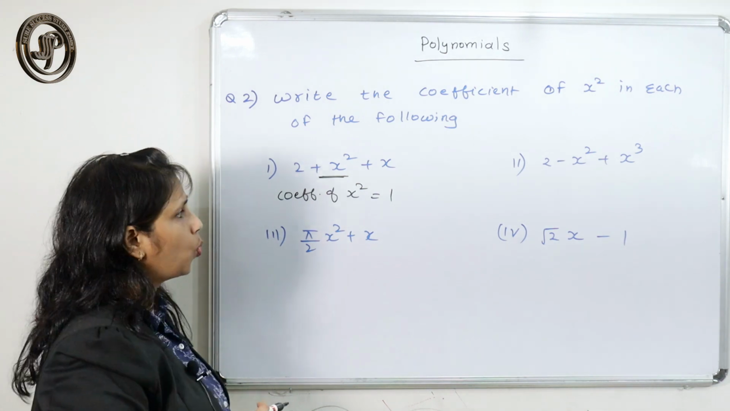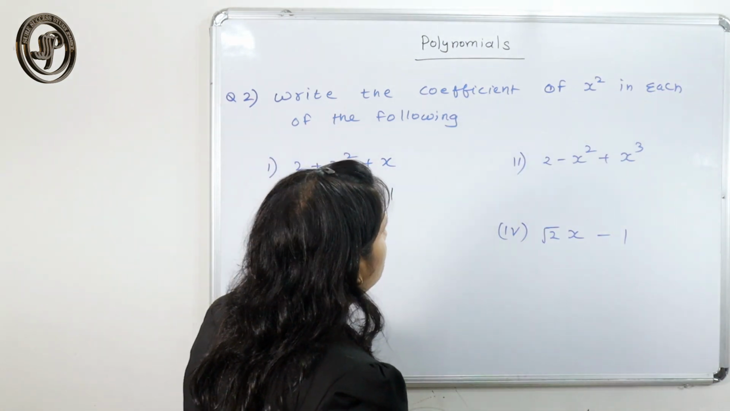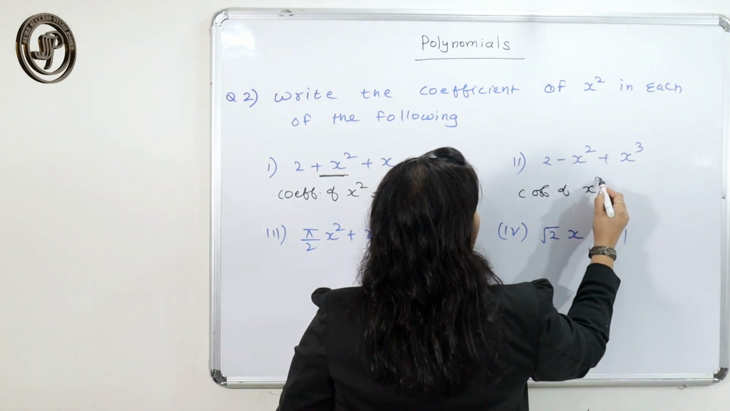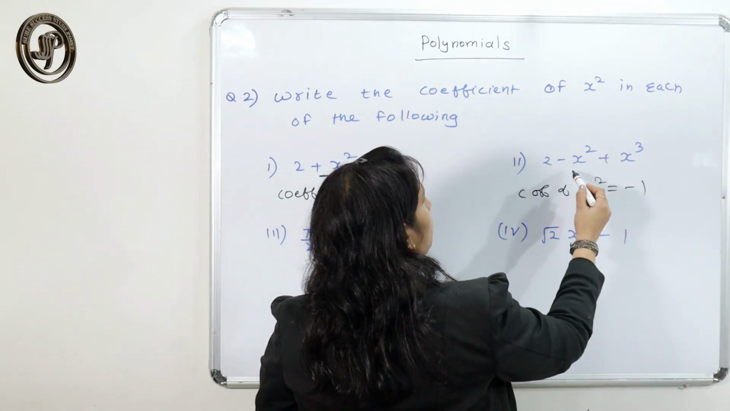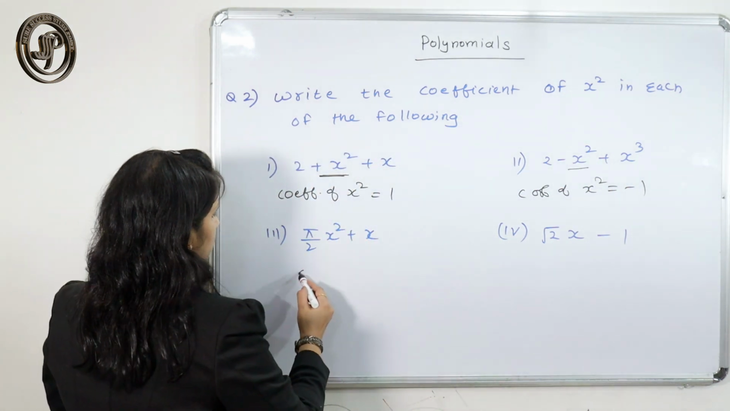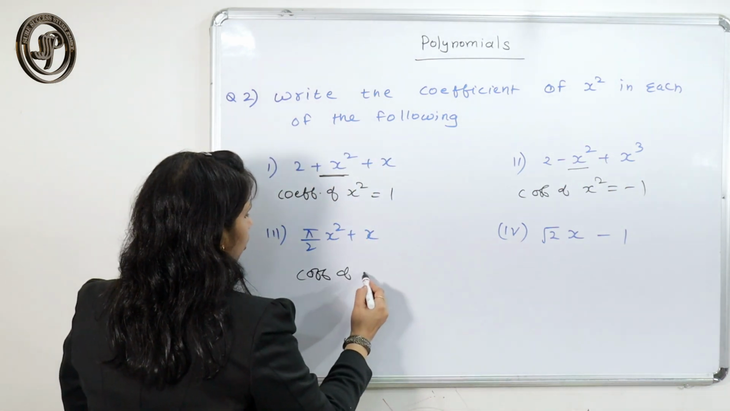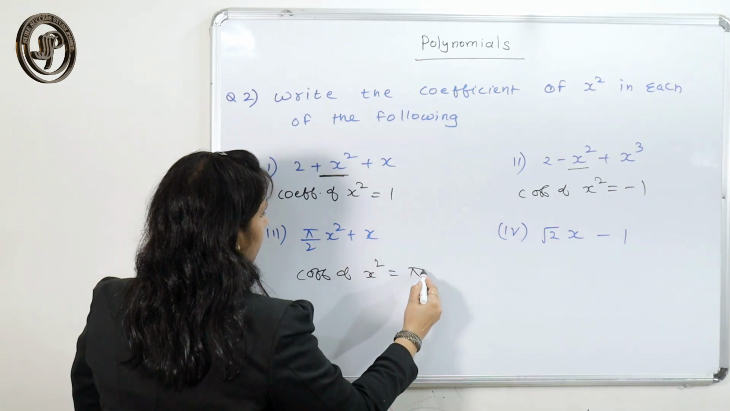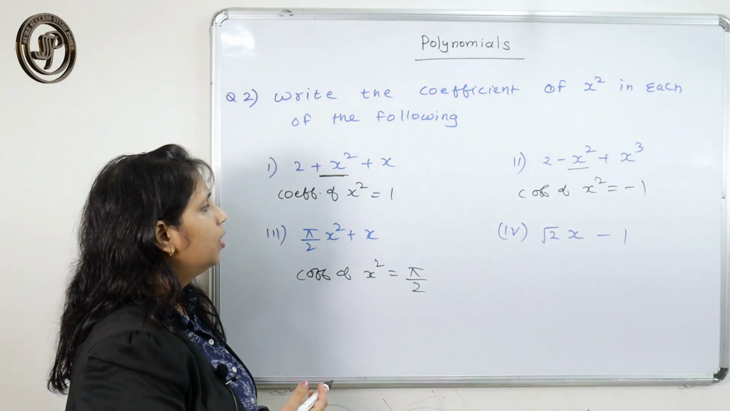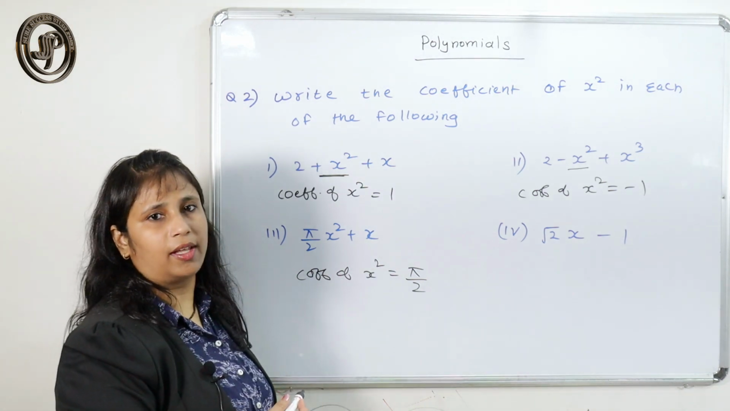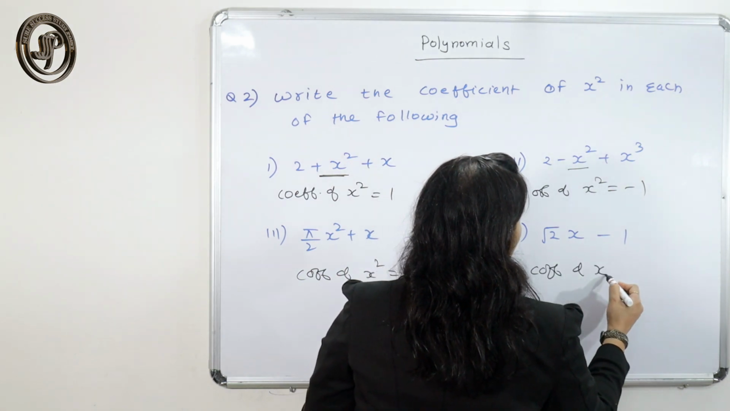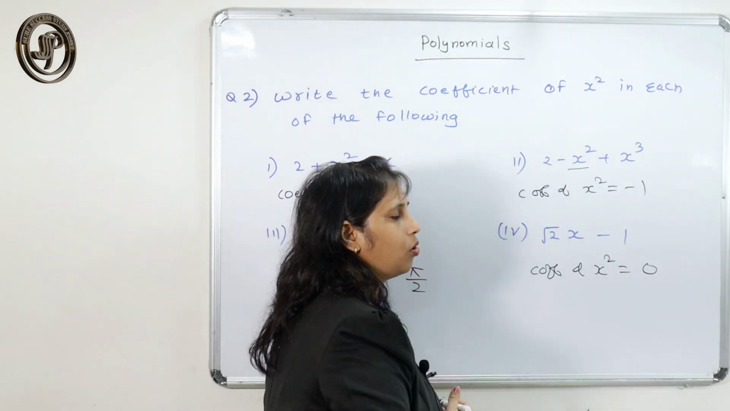So this is 1. Here the coefficient of x square is minus 1, because the number that is attached to x square is minus 1. Here the coefficient of x square will be pi by 2. And here there is no x square in the expression, so the coefficient of x square here will be 0 only.